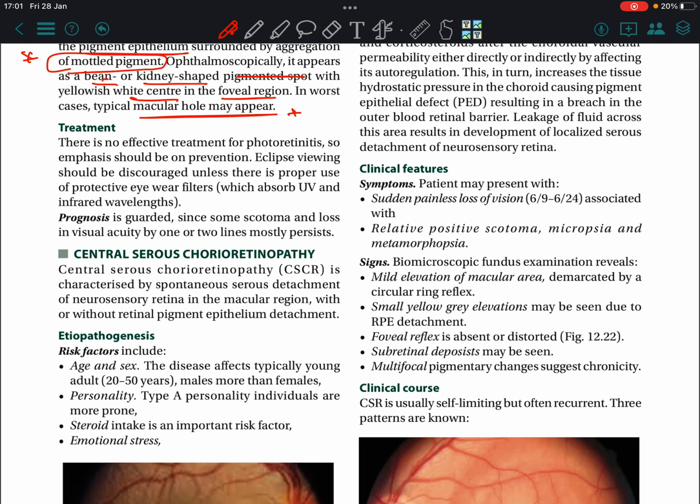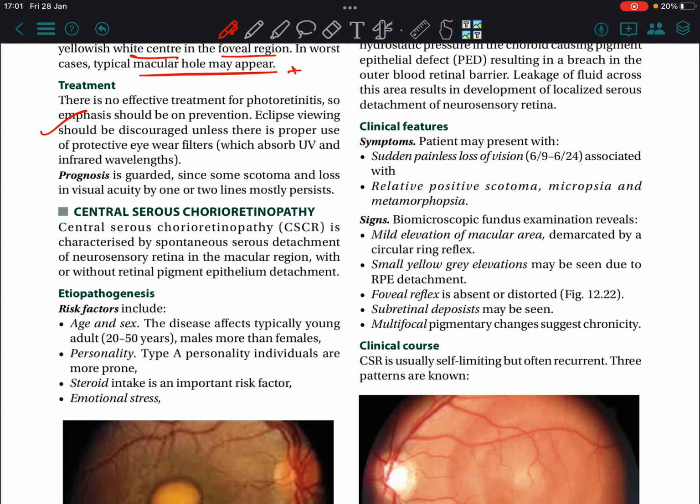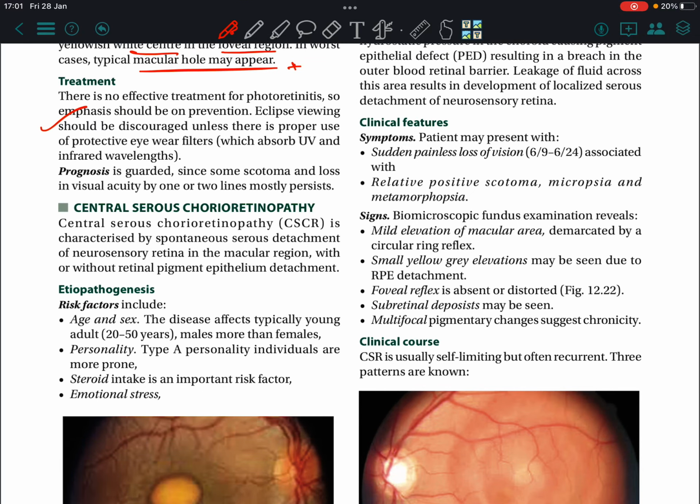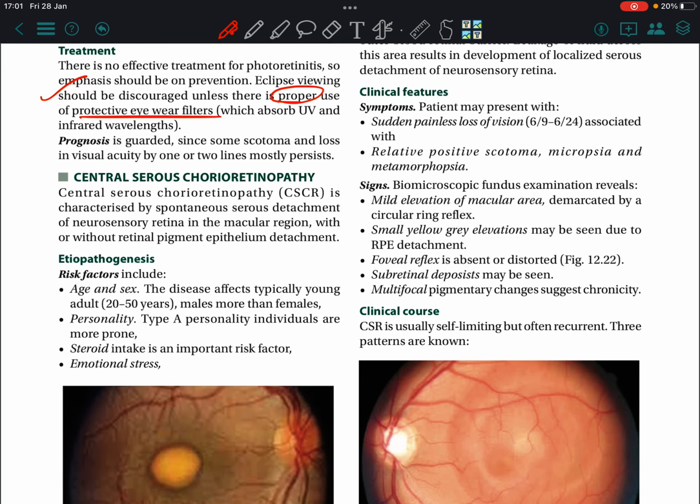Treatment: there is no effective treatment for solar retinitis, so emphasis should be on prevention. Eclipse viewing should be discouraged unless there is proper use of protective eyewear, glasses which absorb UV and infrared wavelengths. Prognosis is guarded since some scotoma and loss of visual acuity by 1 or 2 lines mostly persists.